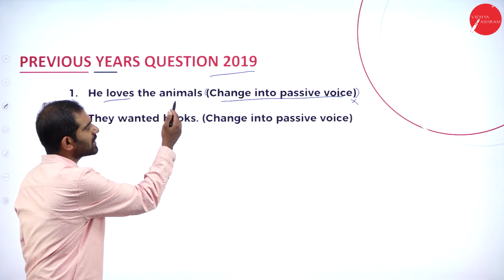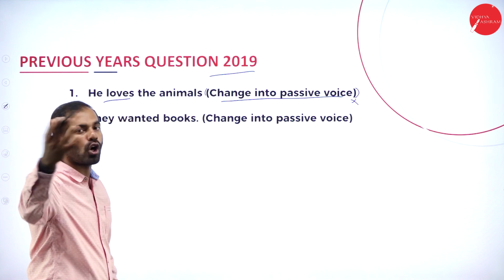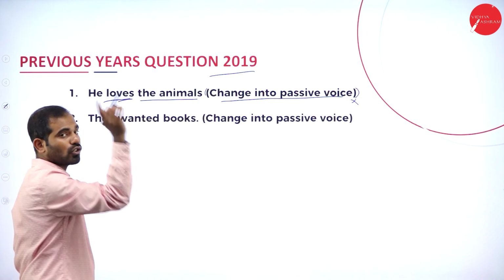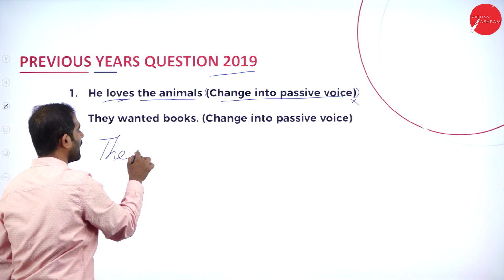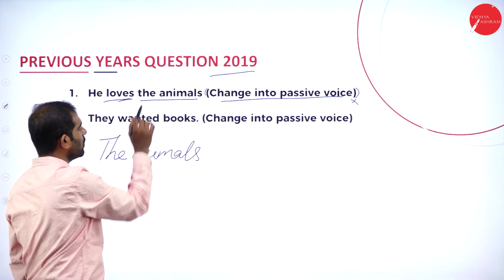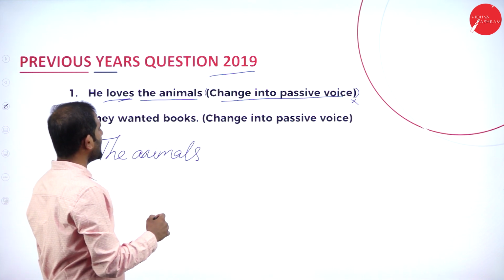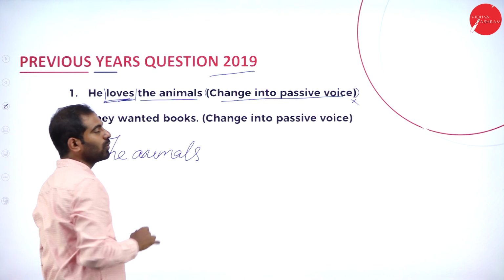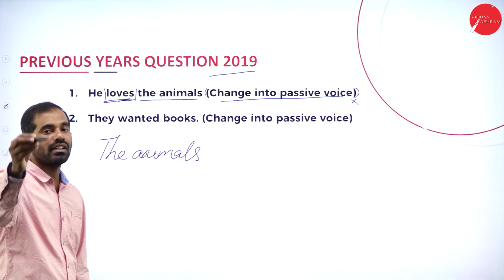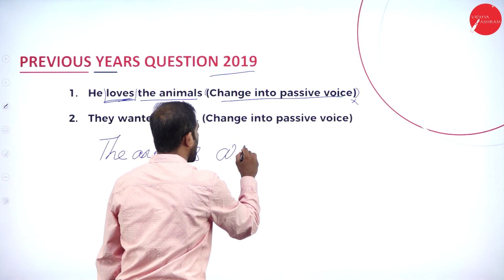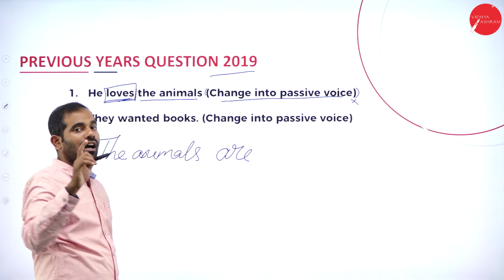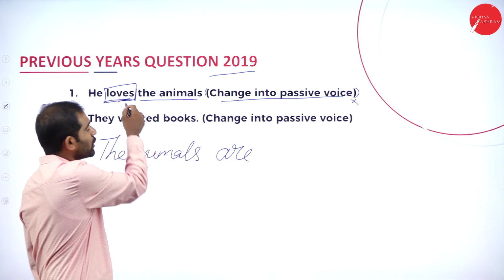Let us see it. Since they have already given change it to passive voice, we got to know it is in active voice. So apply the rule. The animals, first is object. I'm just going to write this. The animals. Now auxiliary verb. The animals, and which auxiliary verb to use? Second rule is try to identify the tense here. It is present tense. Of course, we are going to use are here. The animals are. Third rule, after identifying the verb, you have to change it to past participle.